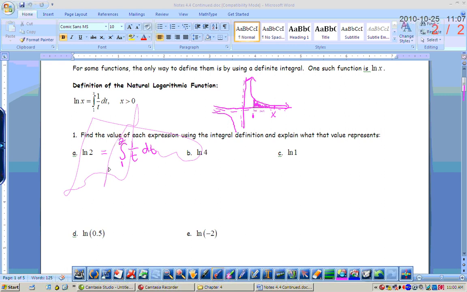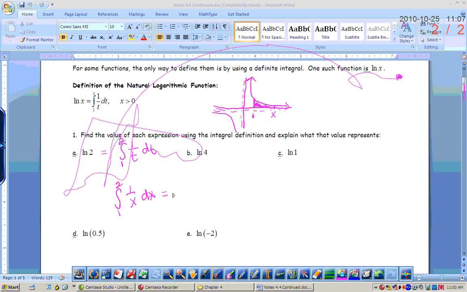Or if you don't like the t's, we can use any variable you want. So we could call this the integral from 1 to 2 of 1 over x dx. Once you replace the x with a number, then you can use whatever variable you want. You just need to be consistent.